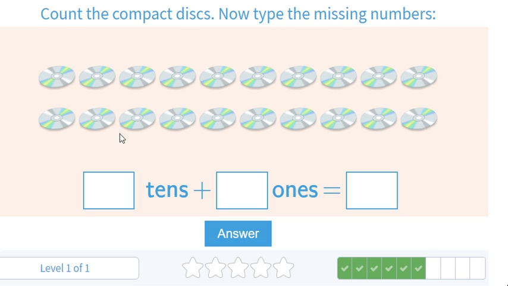Okay, so let's keep going. So it looks like I have 2 groups of tens here. But let's just check. So we know that the top one is 10.